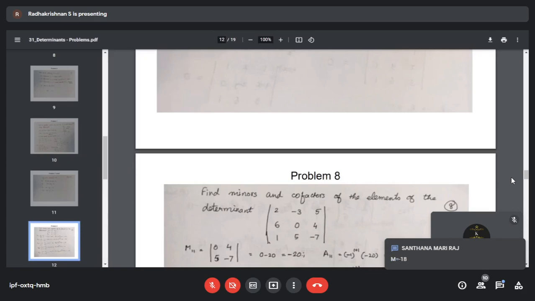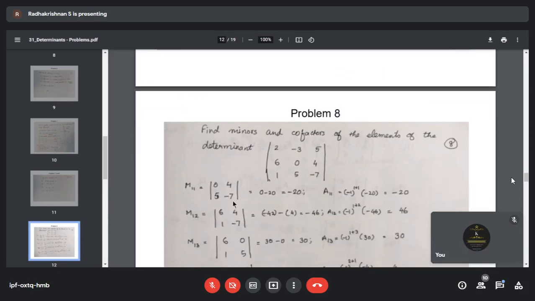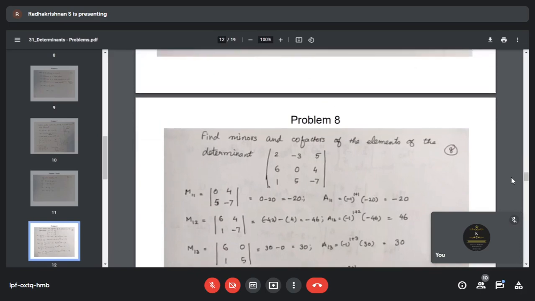Okay. So I hope you are all proceeding. Look, I have put this for the first row. So M12 means you take out the first row and second column. You should not write it like this, Santhana. You should write M with two subscripts, the element's row and column. Don't write M3, write M11, M12. If you write M3, it is not clear, right? So for M12, we take out the first row and second column, so 6 4 1 minus 7 will remain. If you calculate that, -6 will come.